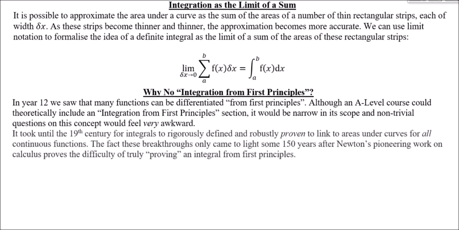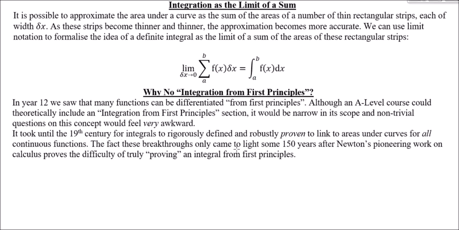If you don't take my word for it, I'll show you in a moment where you can look to see an example of one. It's so awkward and difficult, in fact, that it took until the 19th century, the Victorian era if you're British, for integrals to be rigorously defined and robustly proven to link to areas under curves for all continuous functions. It's one thing trying to do this for y equals x squared or y equals x cubed, but to prove clearly and watertightly that if a curve is integrated between 2 points, that's one and the same as this limit sum, is actually very, very tricky indeed.